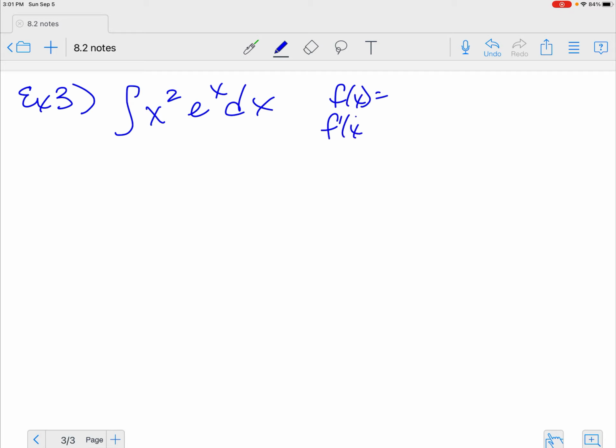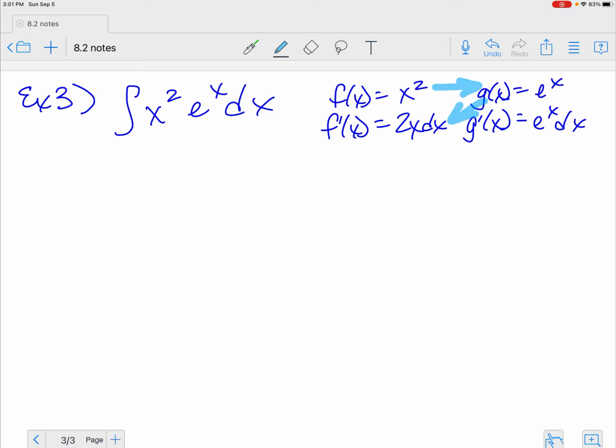f of x, f prime of x, g of x, g prime of x. So my f of x is that polynomial. My g prime of x is e to the x dx. All right. My derivative is going to be 2x dx. My antiderivative is e to the x. That's just taking derivatives and antiderivatives, Calc 1 style, right? Now I'm going to use that information and put it back over here. So I've got x squared e to the x minus, I like to pull my coefficients out front. So I just put that 2 out front because it's 2x dx. It's all multiplied. We're good.